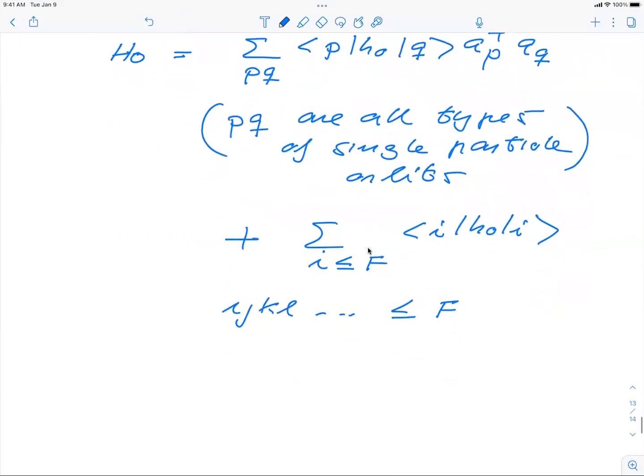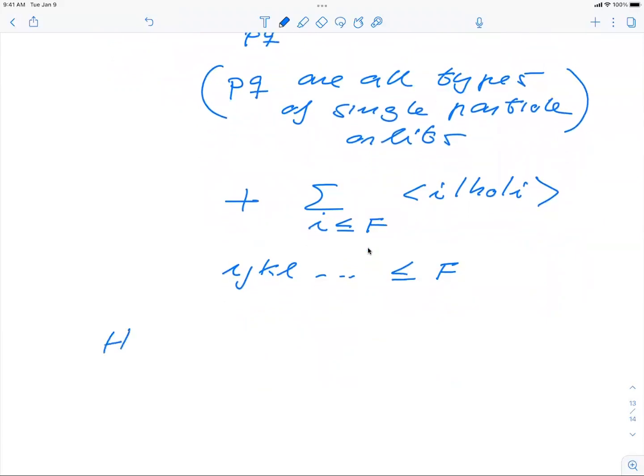Now I can then rewrite. So I'm just giving you the expressions, and then now we have to derive them. I can rewrite this one in terms of a sum over P, Q, S, T, and there's a generic matrix element. So P, Q, S, T can run over all the single particle states we have: P, Q of V, S, T.